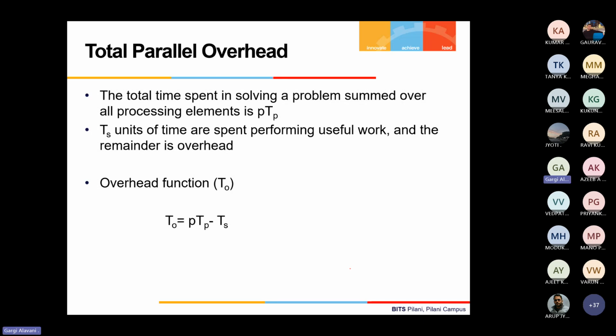Another metric is total parallel overhead. Here, the total time that we spent in solving a problem over all processing elements is P into TP, which is the cost, and TS is the time we spent performing some useful work, that is, the time taken for solving the problem serially. So the overhead is PTP minus TS, and this is how we can get the total parallel overhead of solving a problem.